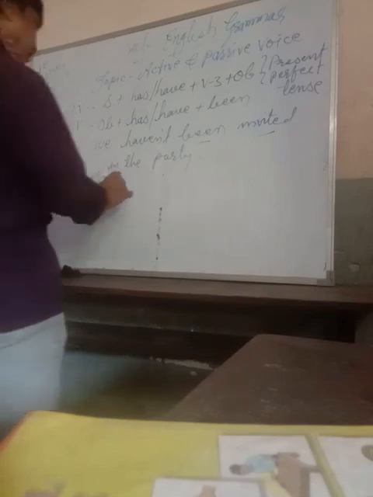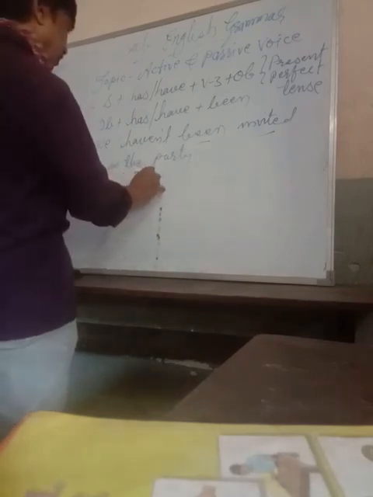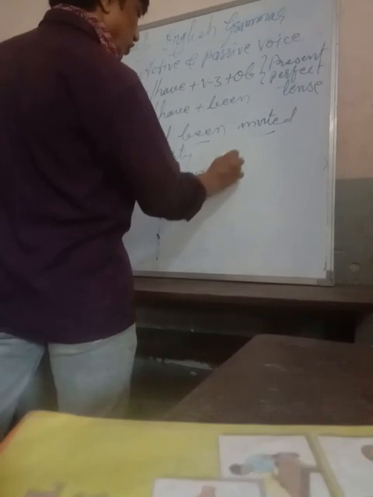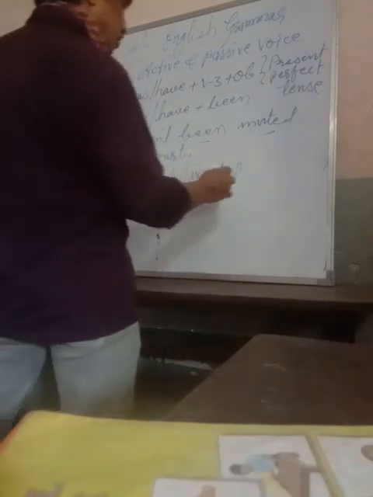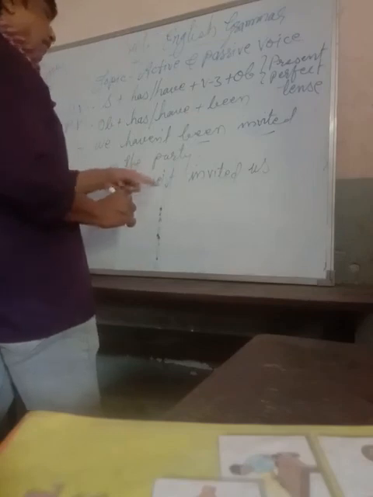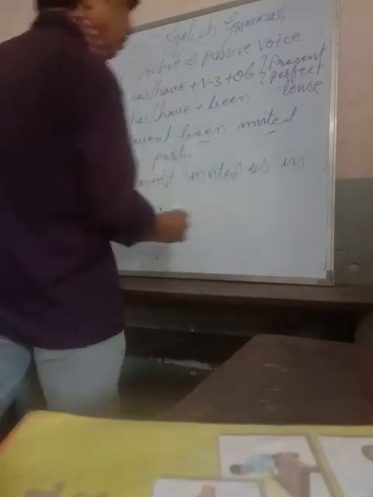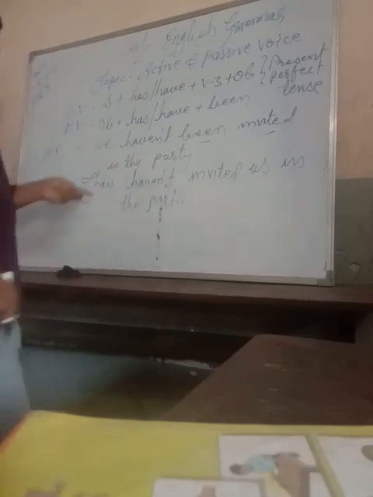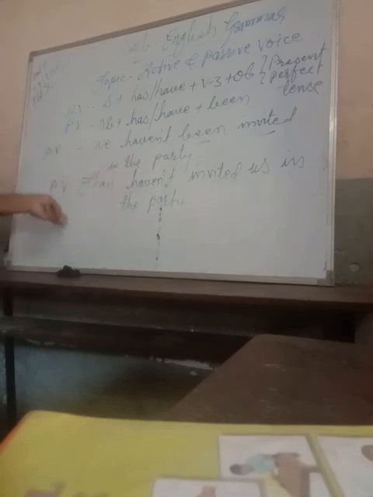They haven't invited, and we will change into us. Look, they haven't invited us in the party. They haven't invited us in the party. So that way it is changed. Even if the subject was not given, sometimes in such time you have to take they or people. Okay, in the place of subject, if subject is not given the passive, and if you are asked to change it into active voice. Okay, so that way.